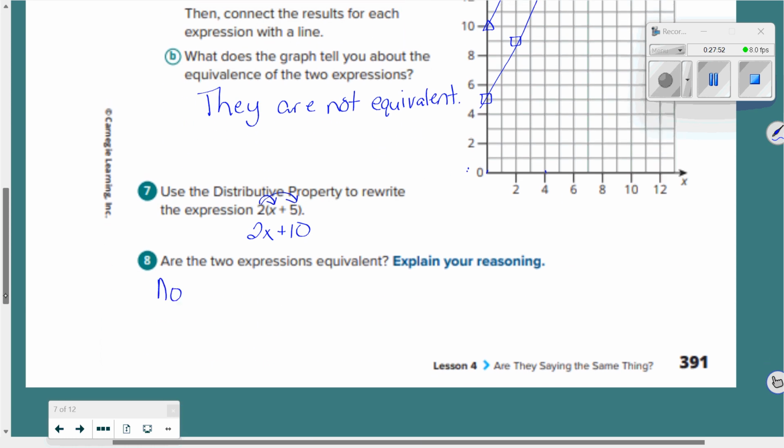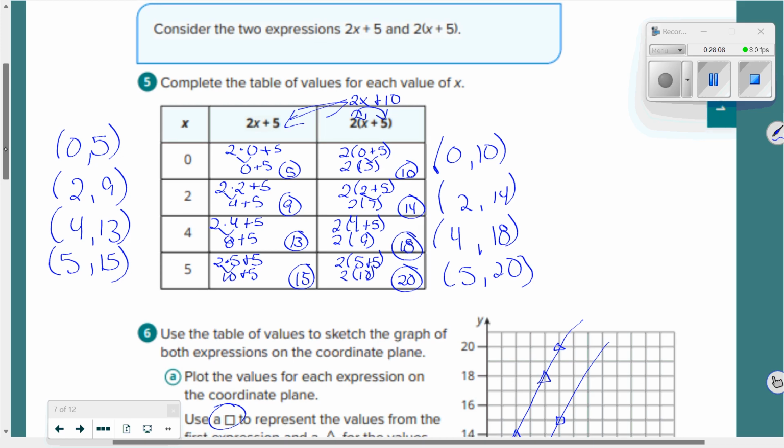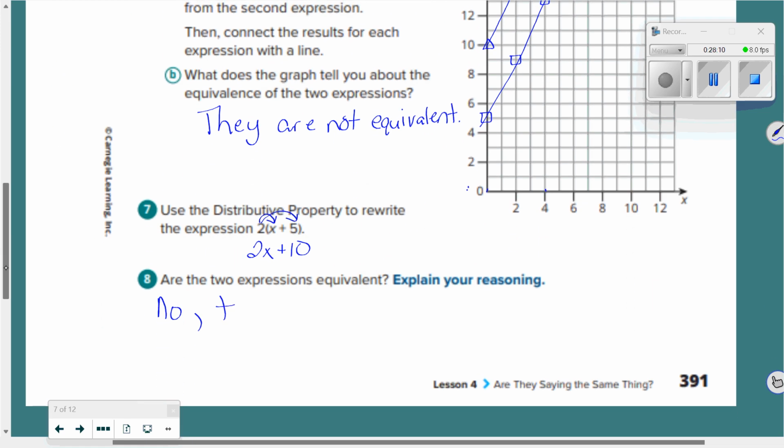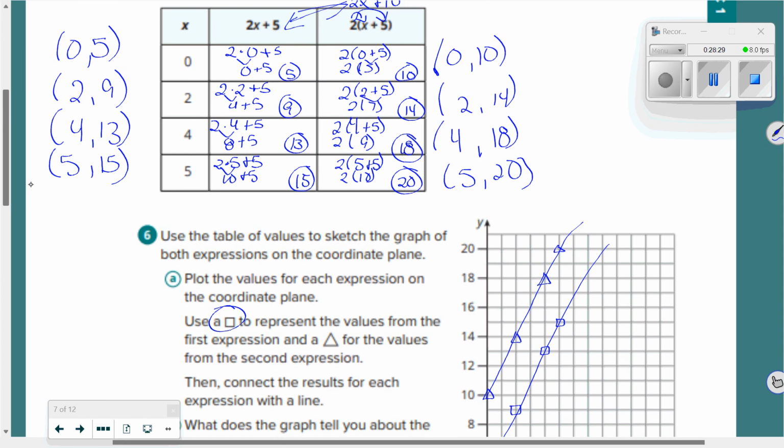Which term in the expressions is different? Is it the first term or the second term? Really? Because the first one is 2x. The second terms are different. But then what's the second term? The second term is what comes after the plus sign. 5 and 10. They're different. Any questions about that? Good.